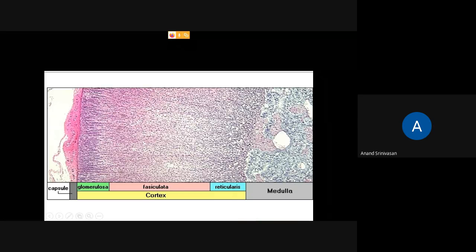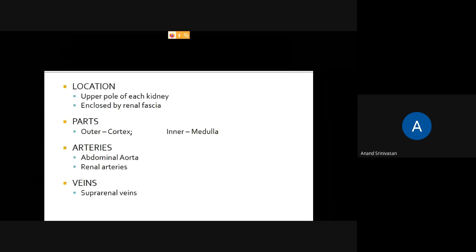In this picture, you can see the entire adrenal gland. Here you can see the covering of the adrenal gland, the glomerulosa, fasciculata, reticularis, and this is the adrenal medulla. So this is regarding the adrenal gland. The adrenal gland is also called the suprarenal gland, and it is enclosed by the renal fascia.